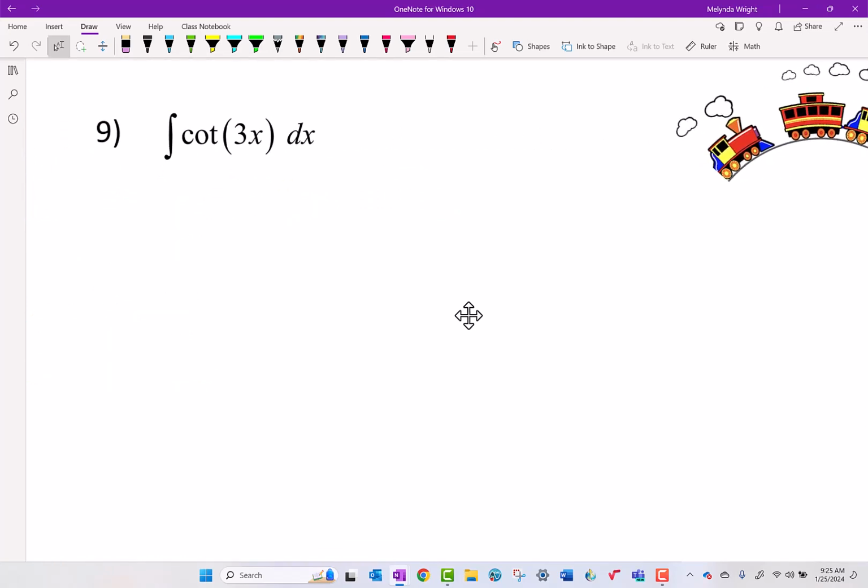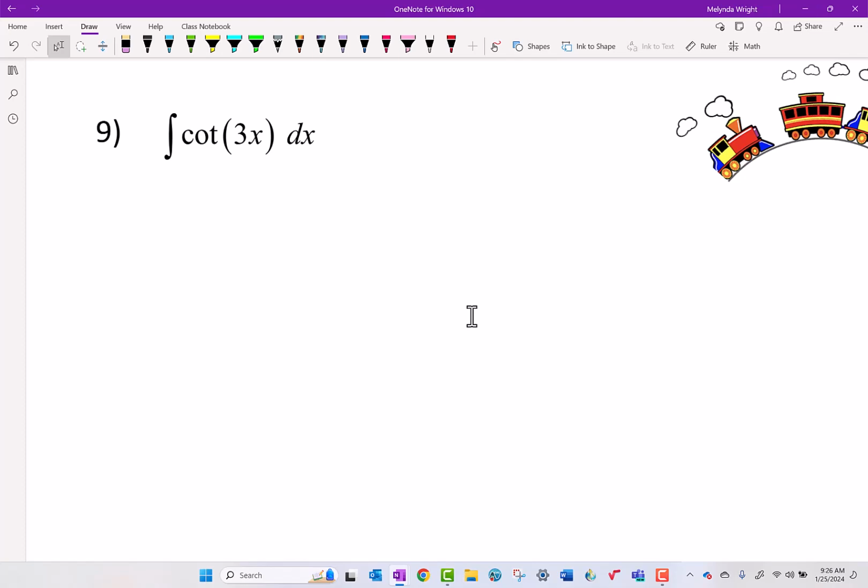Okay, so first off, we notice there's a 3x there. So u could be 3x. That is true. But is cotangent the derivative of something that we know? Think of all the derivatives. Derivative of sine, cosine, derivative of secant, derivative of cosecant, derivative of tangent, derivative of cotangent. Is any of their derivatives cotangent? No. So we have a bigger issue than just u sub with this trig.